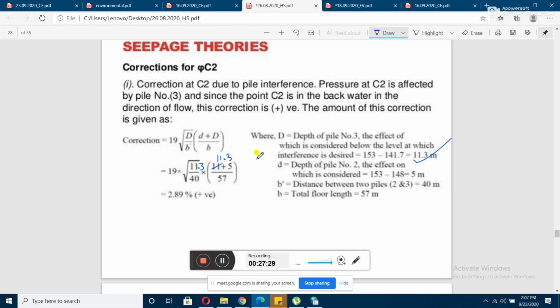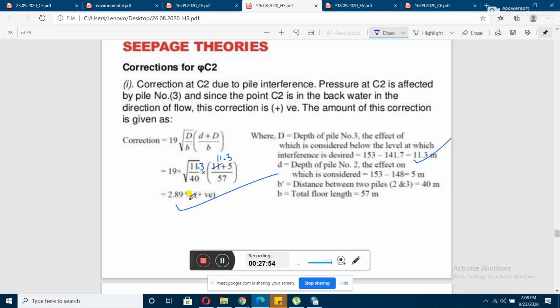Okay, and the value of small d will be the depth of the pile 2, that is 5, already we know that it is 5. So it turns out to be 20, just have a look whether 22.89 is coming or not. This correction will be there, it won't be 11, it will be 11.3. Okay, so you have got this correction, suppose it turns out to be 2.89 itself.